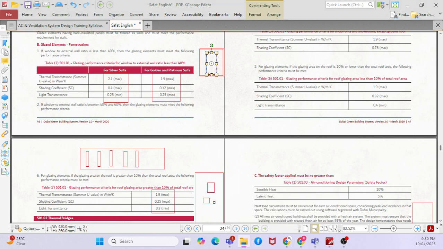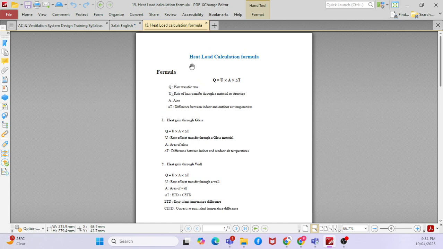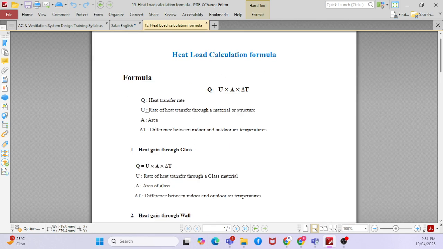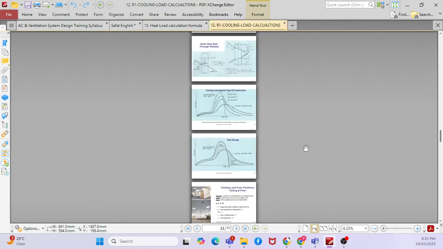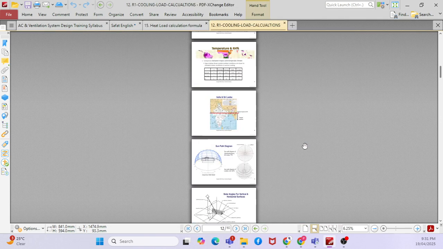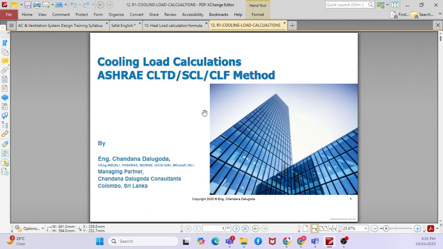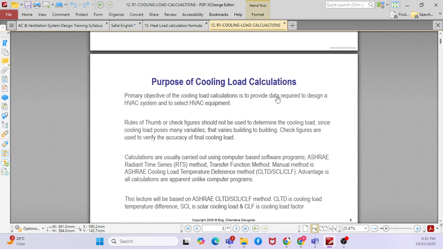If you go to my folder, you will find the heat load calculation formulas and equations. If you see the heat load equations, there are different heat loads. Let me open one file. In this document you will understand the purpose of cooling load calculation. You can read these documents on cooling load calculations, and read the purpose of cooling load calculations.